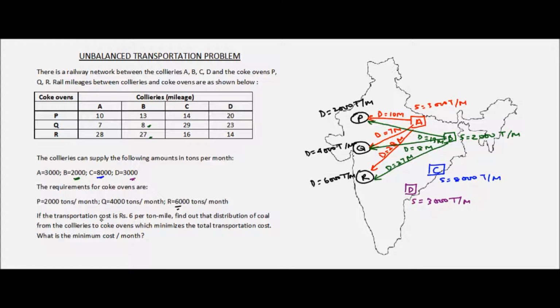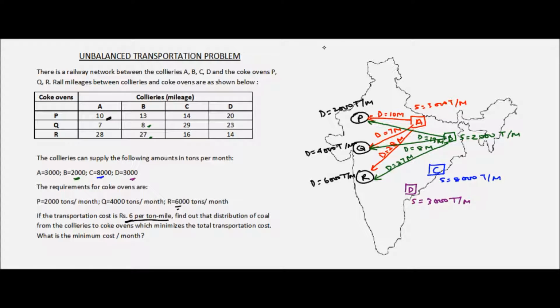Now, we have been given the transportation cost in rupees per ton mile. So what this means is the transportation cost is 6 rupees per ton mile. So for moving 1 ton of material per mile, it costs rupees 6. Now here we have been given the mileage, that is the distance in miles for moving the material from the collieries to the coke ovens. So we have to multiply these mileages with this cost per mile to get the cost of moving 1 ton of material from the collieries to the coke ovens.